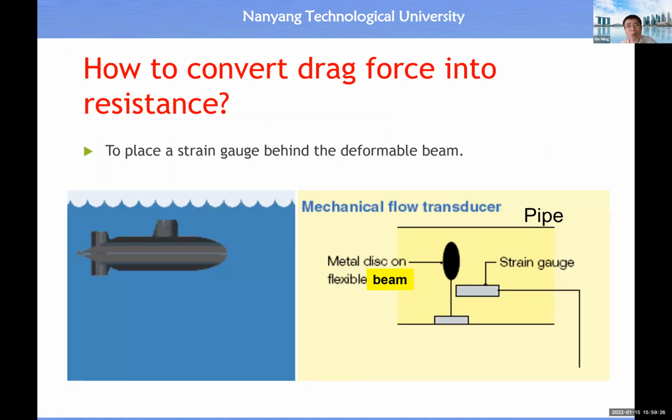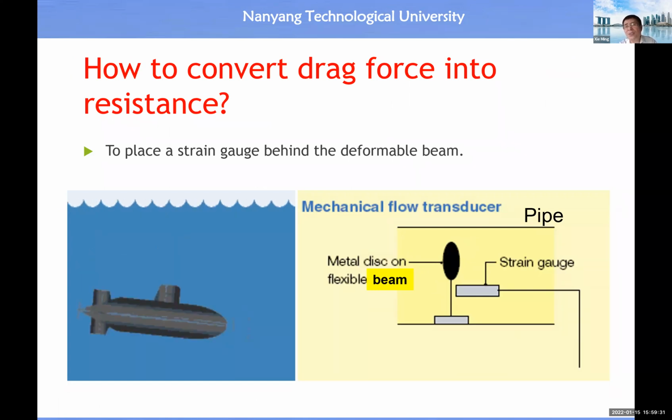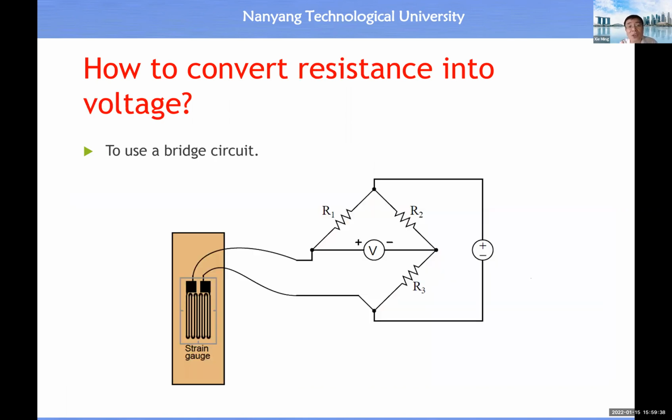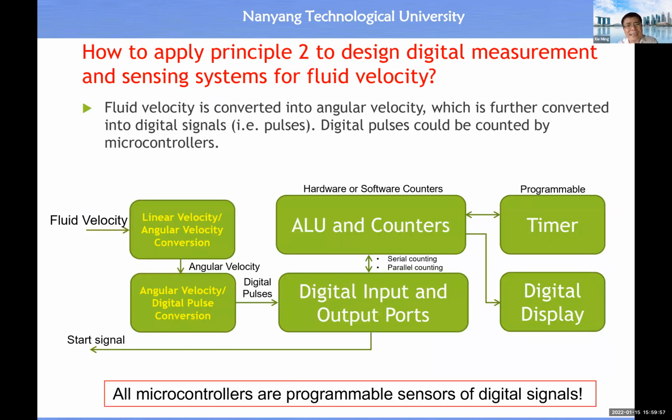Then second question, how to convert drag force into resistance? The answer is what? Use a strain gauge. So this is a very popular solution for us to apply, okay? The next question, how to convert resistance into voltage? By now you know, okay? This is a very popular solution for us to convert variation of resistance into variation of voltage, okay? With the use of a bridge circuit, all right? Quite straightforward.